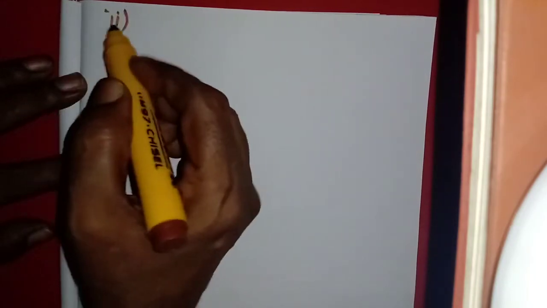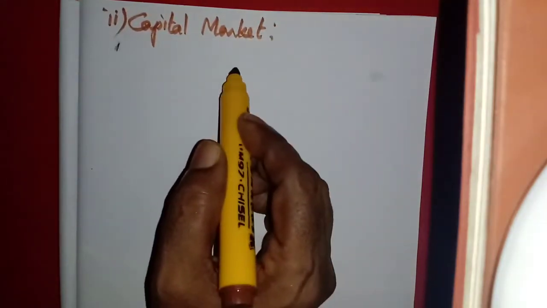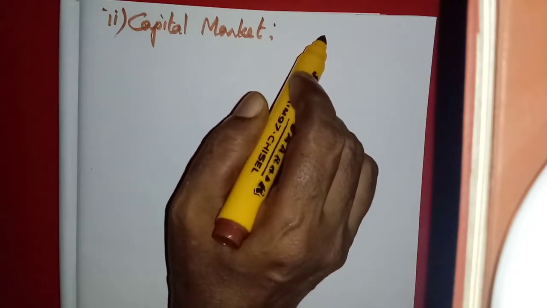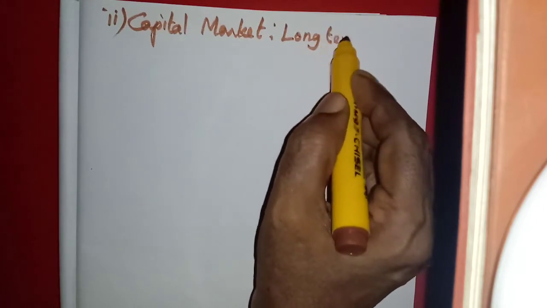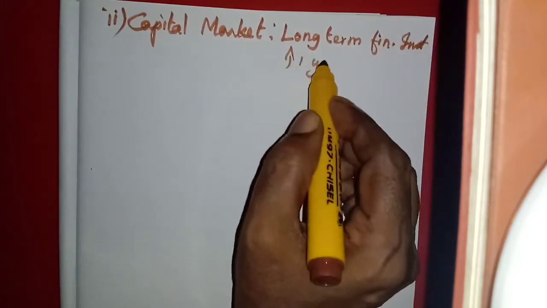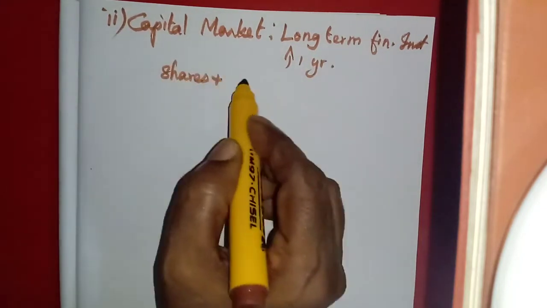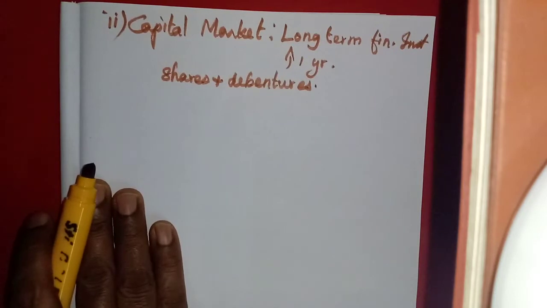Then the next one, the capital market. This is also another lesson we are going to learn. The capital market instruments are long-term financial instruments. The money market instruments are short-term financial instruments, but here they are called long-term because their maturity period is more than 1 year. The examples are shares and debentures.